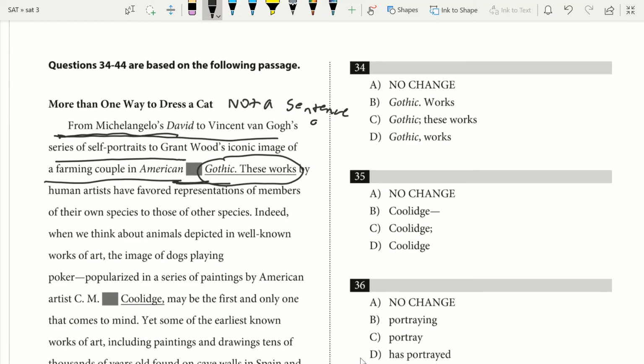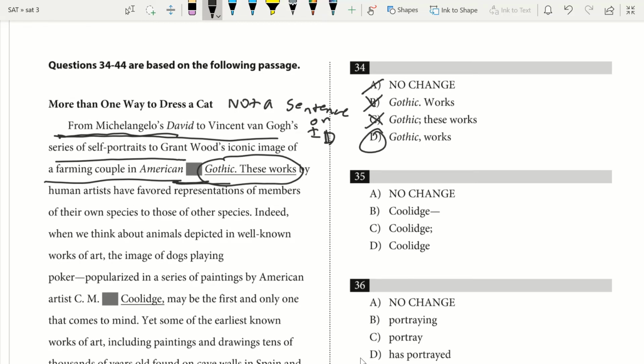So not a sentence or an independent clause, right? And when you see ID, I just mean independent clause. So we know that we can't end it with a period. So it means we can get rid of A and B. We know we can't use a semicolon because it's not an independent clause. So our answer has to be D.